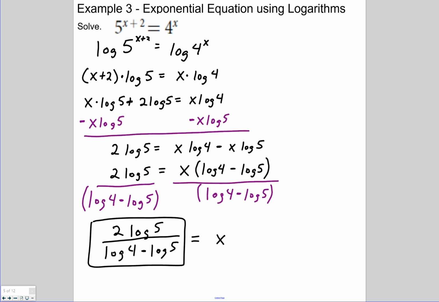Okay, let's have everyone that's calculator on the desk, give me this as a decimal. So in your calculator right now, use the n over d function and do 2 log 5 over log 4 minus log 5. I would highly recommend a yellow calculator, Andriana. The phone is a lot tougher with the logs.